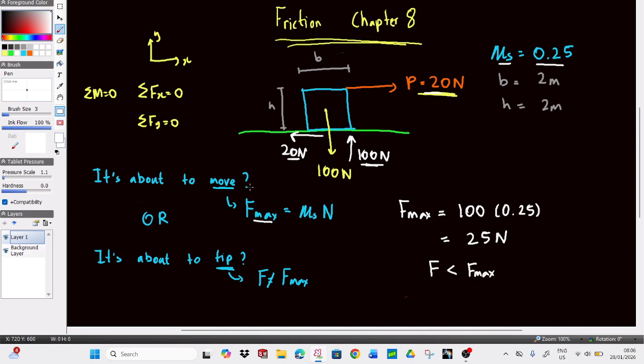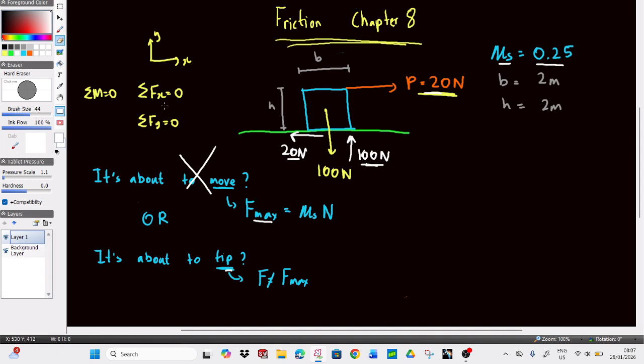So no, the box is not about to move. Is it about to tip? That's a very important question. Is it really about to tip? It's very likely to tip actually, but let's see if it's really the case or not.